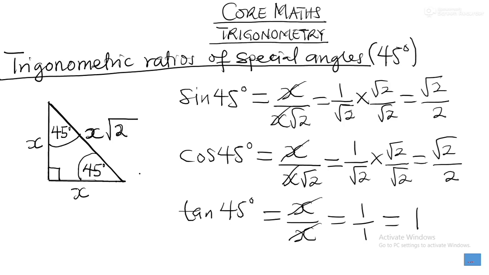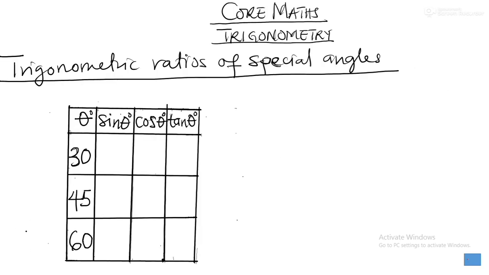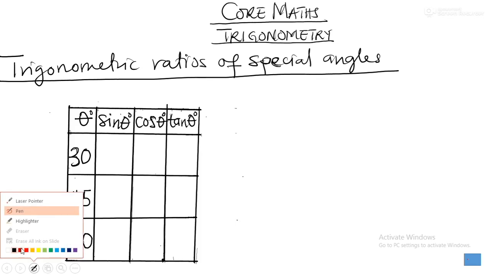And then we saw tan 60 to be what? To be root 3. So, sine 45 root 2 on 2, cos 45 root 2 on 2, and tan 45, 1. Good. So let's summarize it.